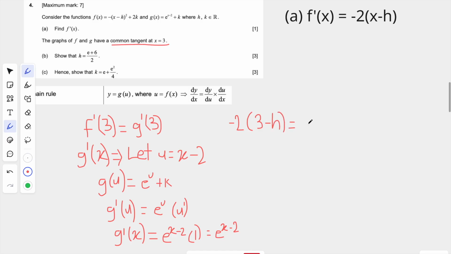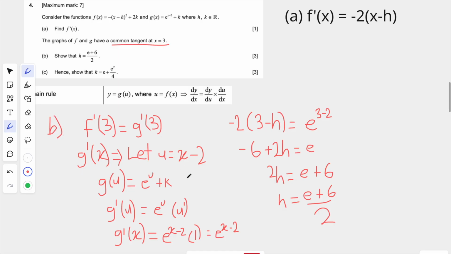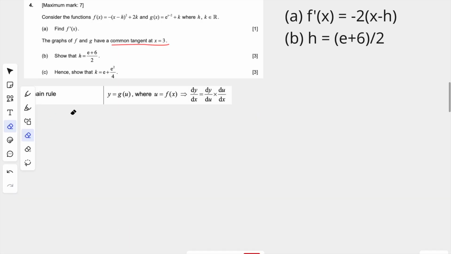We have minus 2 multiplied by (3 minus h) is equal to e. Expanding the brackets yields minus 6 plus 2h equals e, and through some basic moving around, we get h equals e plus 6 divided by 2. Awesome! Lastly, we have to determine the value of k using our previous answers.